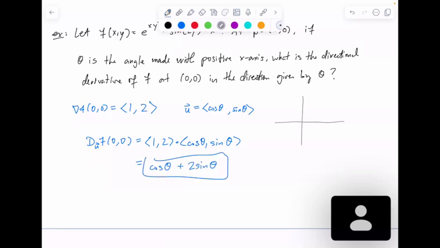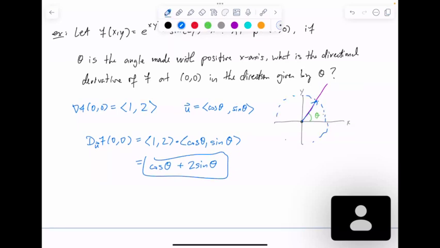So I'll specify here, this is x and y. And let's say I specify here's my origin, and I specify a direction here that has angle theta. Then the vector with this same direction must have a unit length.